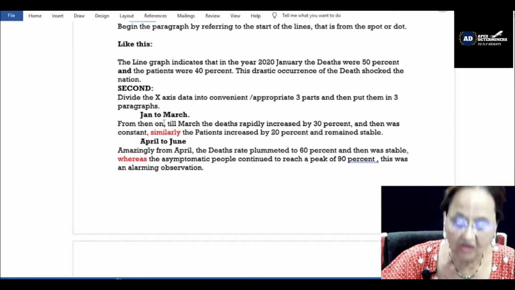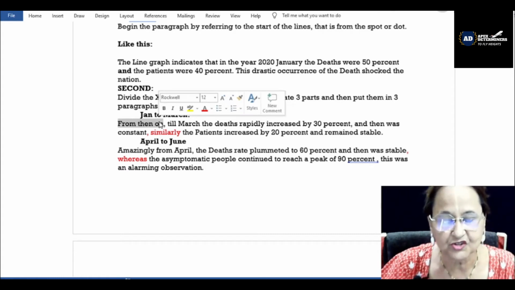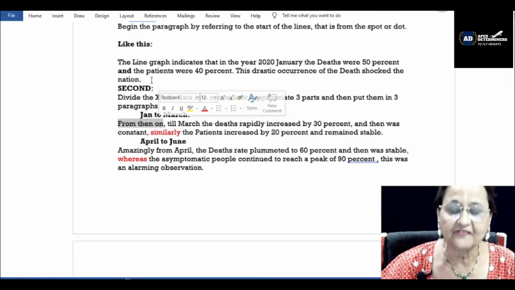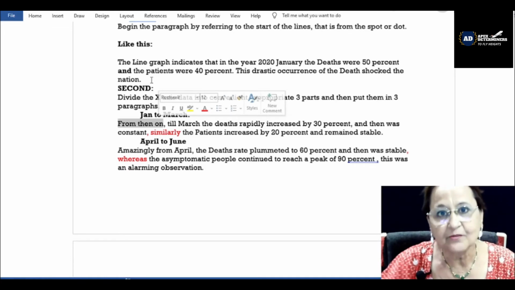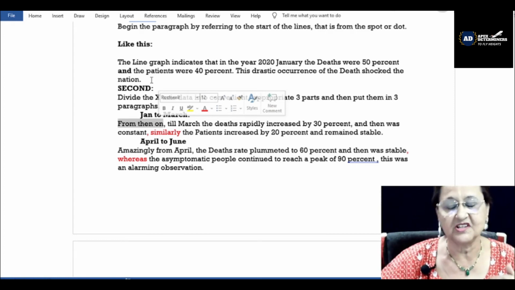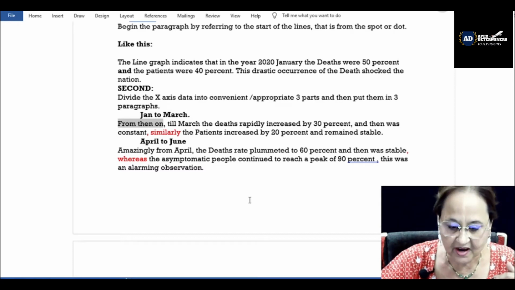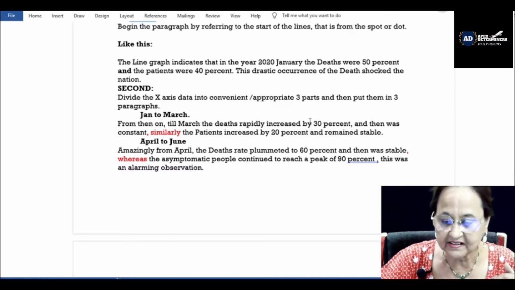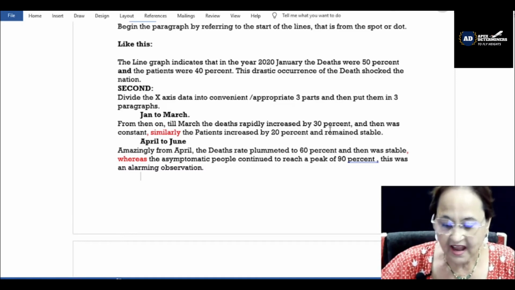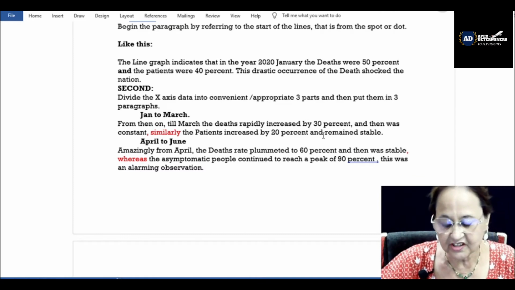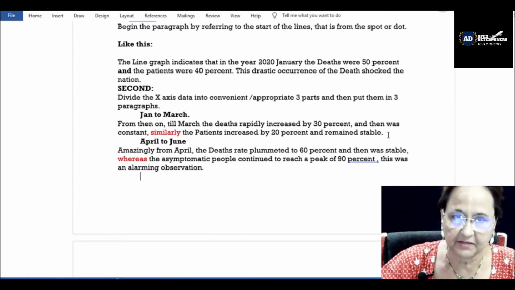From then on. Now, the very fact of using the word from then on, it clearly goes to say, I have begun my answer by talking about the first information, and now I am moving on to what the graph is indicating. So, from then on, comma, till March, the deaths rapidly increased by 30% and then was constant. Similarly, the patients increased to 20% and remained stable.